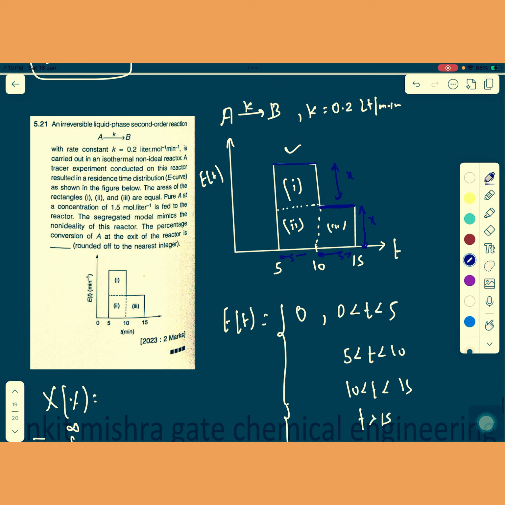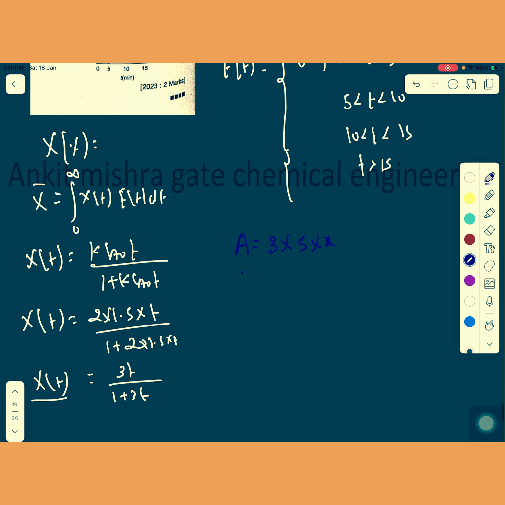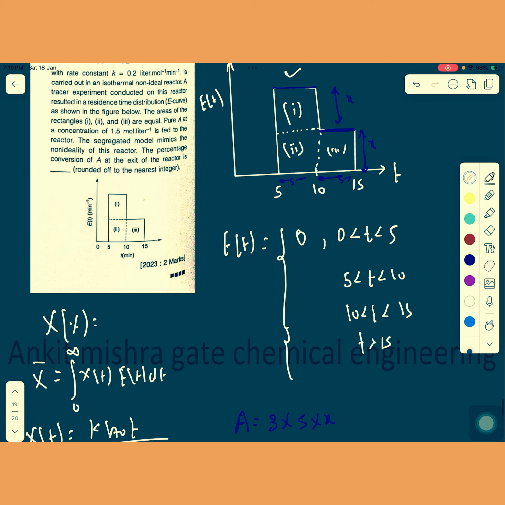Why? If I calculate the area of one rectangle and multiply it by 3, this will give the area of 3 rectangles, and the area of the 3 rectangles will be equal to 1. Okay, so now the area is 1, that is equal to 15x. So what is x? x is equal to 1 by 15. So this value is 1 by 15.